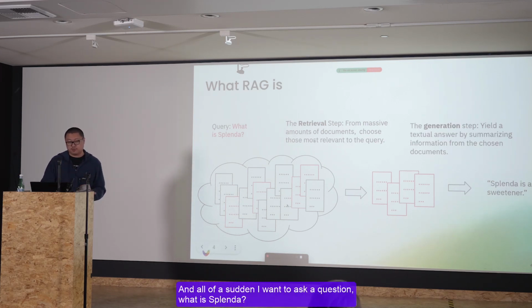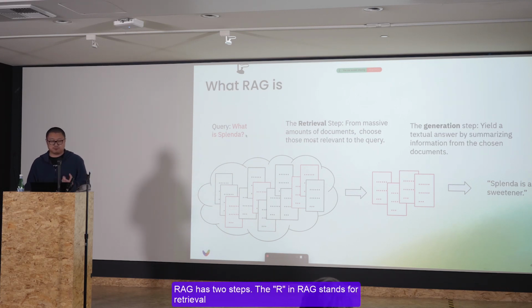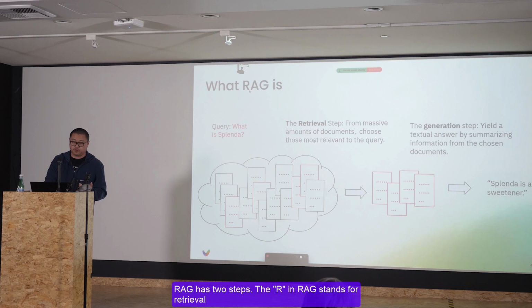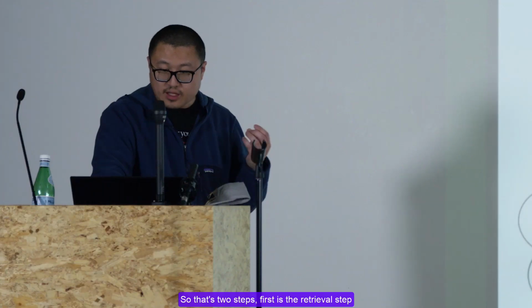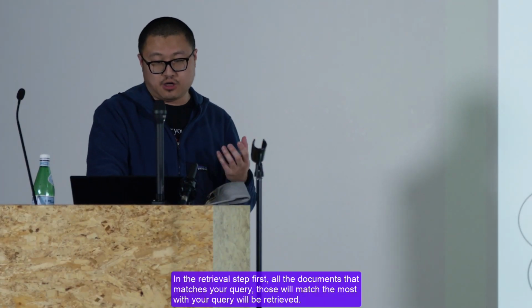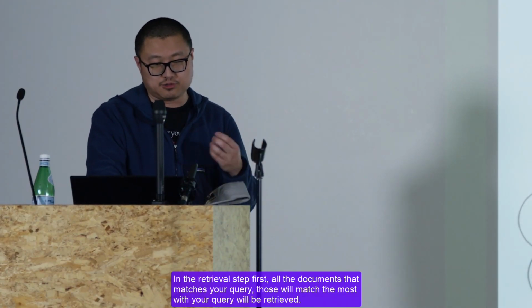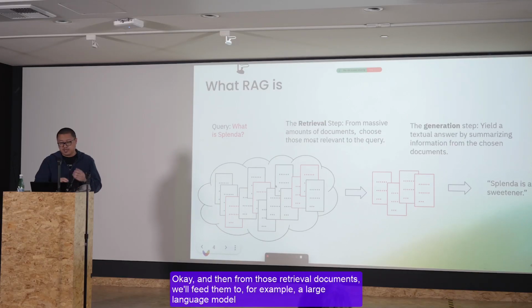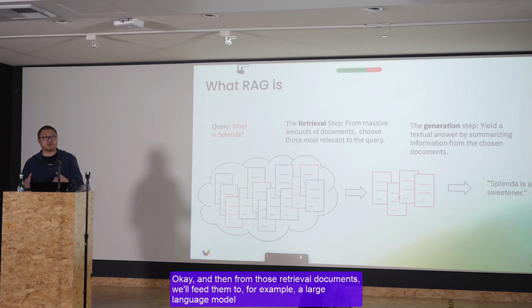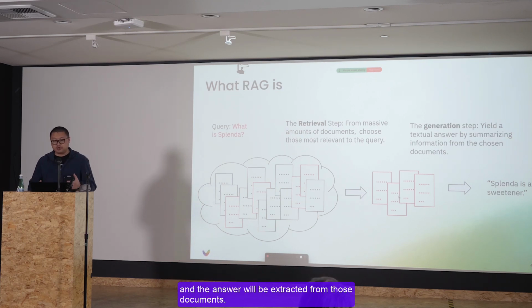All of a sudden I want to ask a question: What is Splenda? RAG has two steps. The R in RAG stands for retrieval, A stands for augmented, G stands for generation. First is the retrieval step. In the retrieval step, all the documents that match your query the most will be retrieved. Then we feed those retrieved documents to, for example, a large language model, and the answer will be extracted from those documents.